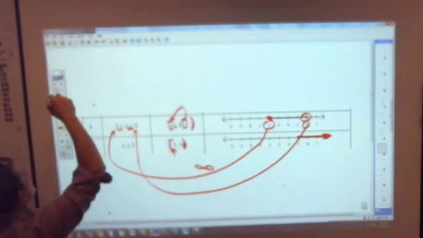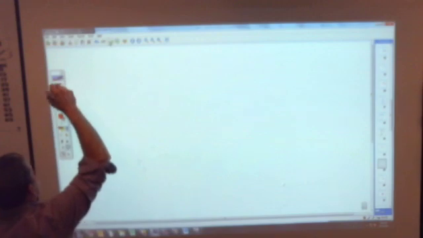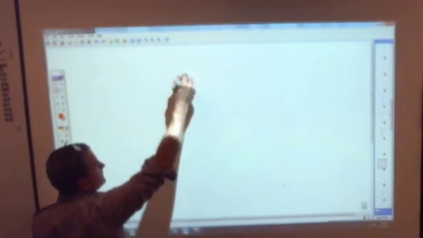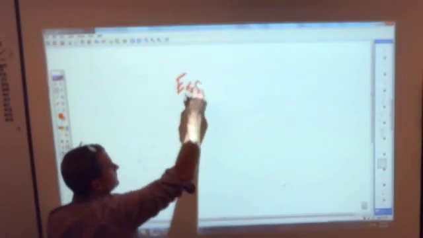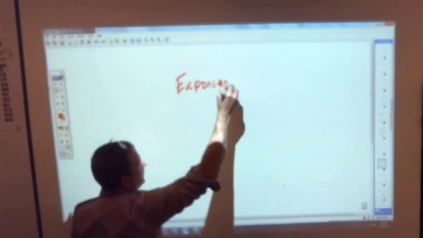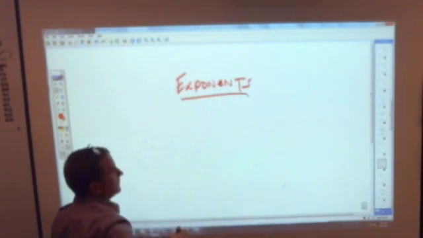Under exponents. I really didn't look at the book. Maybe it isn't under exponents. Oh yeah, the power property of exponents. What do you suppose the power property is?